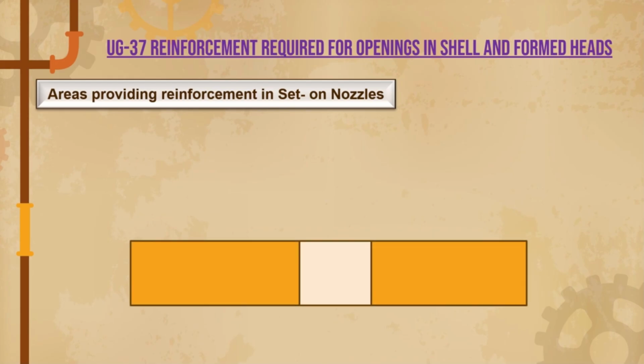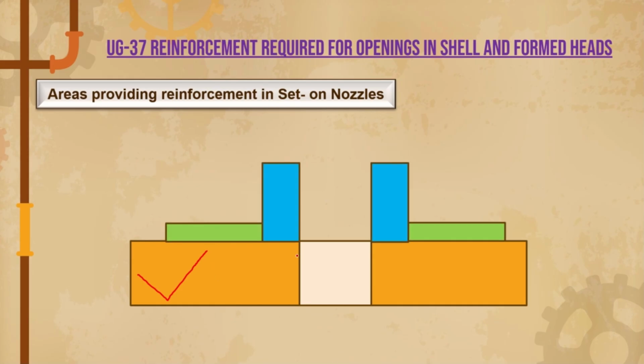The required thickness of the nozzle is represented by the orange color, guys. Here you can observe this is the required thickness of the shell, not the nozzle. This is the shell, guys. Any additional thickness beyond this required thickness will act as a reinforcement area. You can observe here, this is our nozzle and this is the reinforcement. So apart from these thicknesses, what are the extra thicknesses available here that will act as a reinforcement?